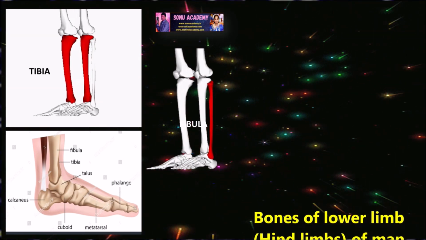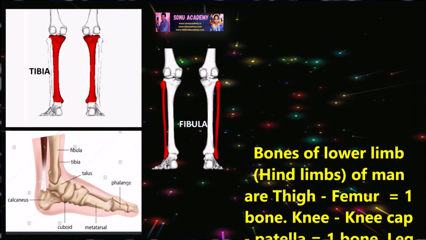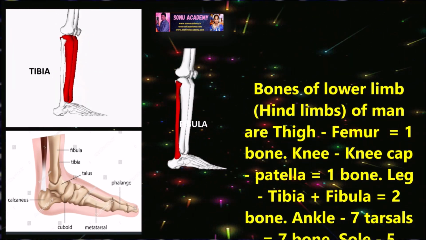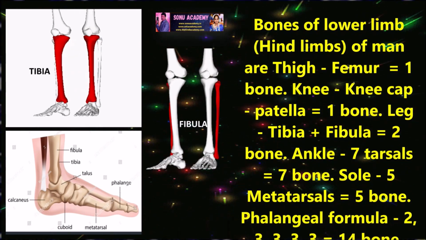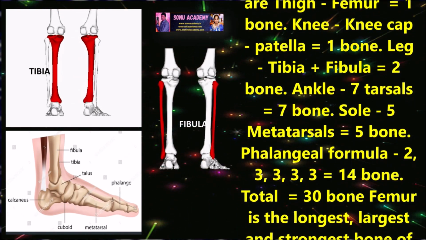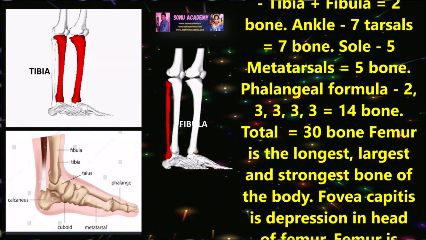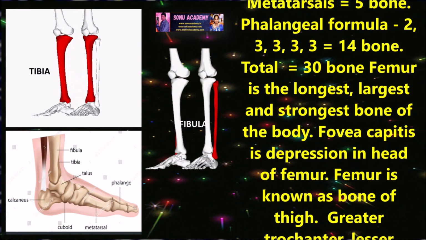Children, let us discuss the bones of the hindlimb. The bones of the lower limb or hindlimb of a man are: thigh bone, femur, 1; kneecap, patella, 1; leg, tibia and fibula, 2 bones; ankle, 7 tarsals, 7 bones; sole, 5 metatarsals, 5 bones; phalangeal formula 2, 3, 3, 3, equal to 14 bones. Total 30 bones are present in the leg.